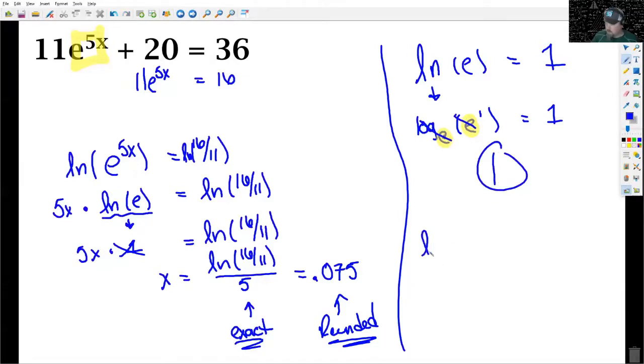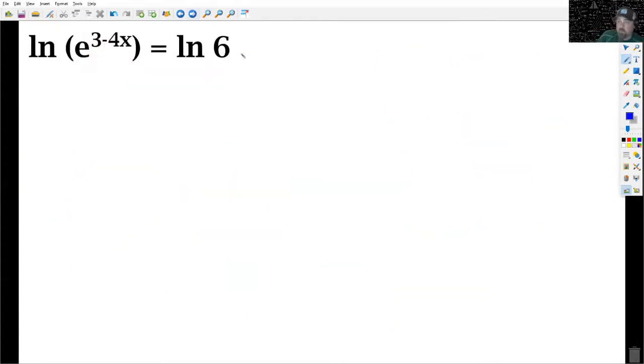Meaning that if we were to do the natural log of e to the 3.6, we're going to get 3.6. Whatever the power is here is always going to be what we get. All right, I think we got one more, then I'll let you be.